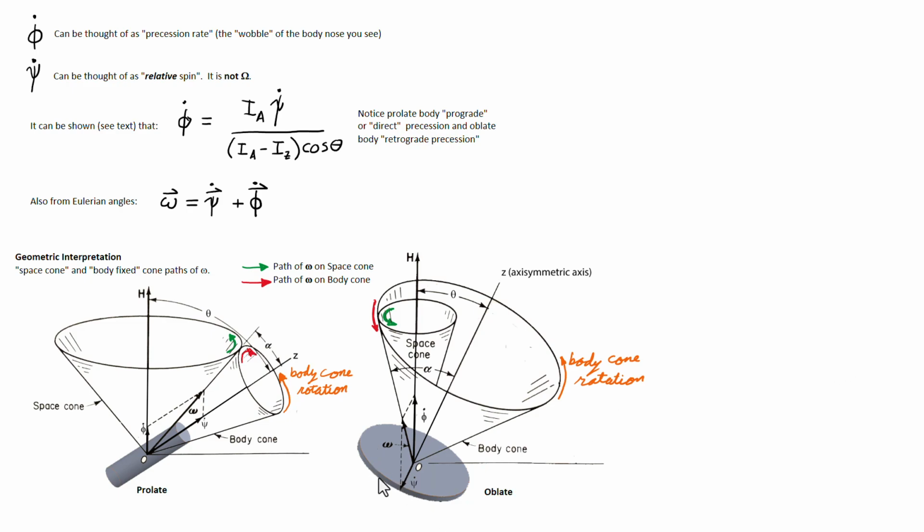You see here for an oblate body, the cones are a little bit different. In the case of an oblate body, the body cone is this big cone that's fixed to the body. The space cone is smaller. And so the space cone is actually on the inside now instead of being on the outside. So when the body cone rotates around, the path of the omega on the space cone is the same direction it was before. But the path of omega on the body cone is actually in the opposite direction now.